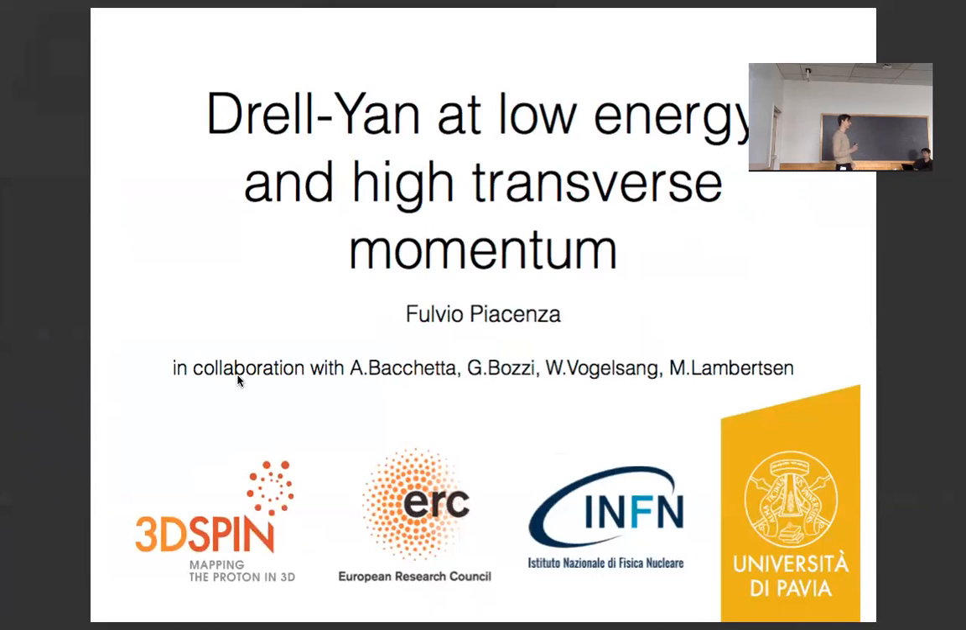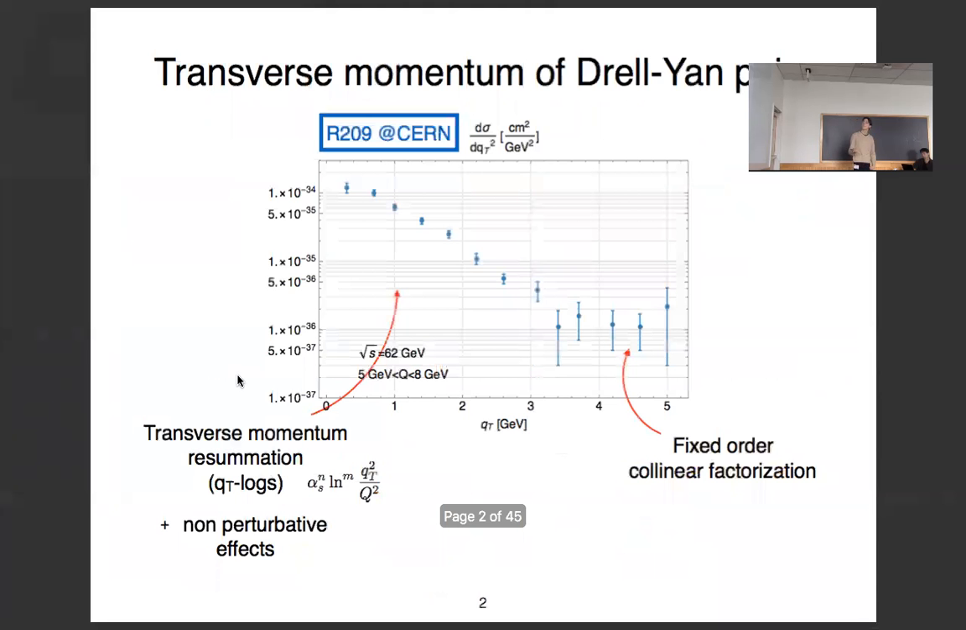At high QT, where the data should be described by collinear factorization, they show discrepancies with the theory. So we decided to look into the available Drell-Yan data and see what happens. This is one example, the oldest example of the available set of data.